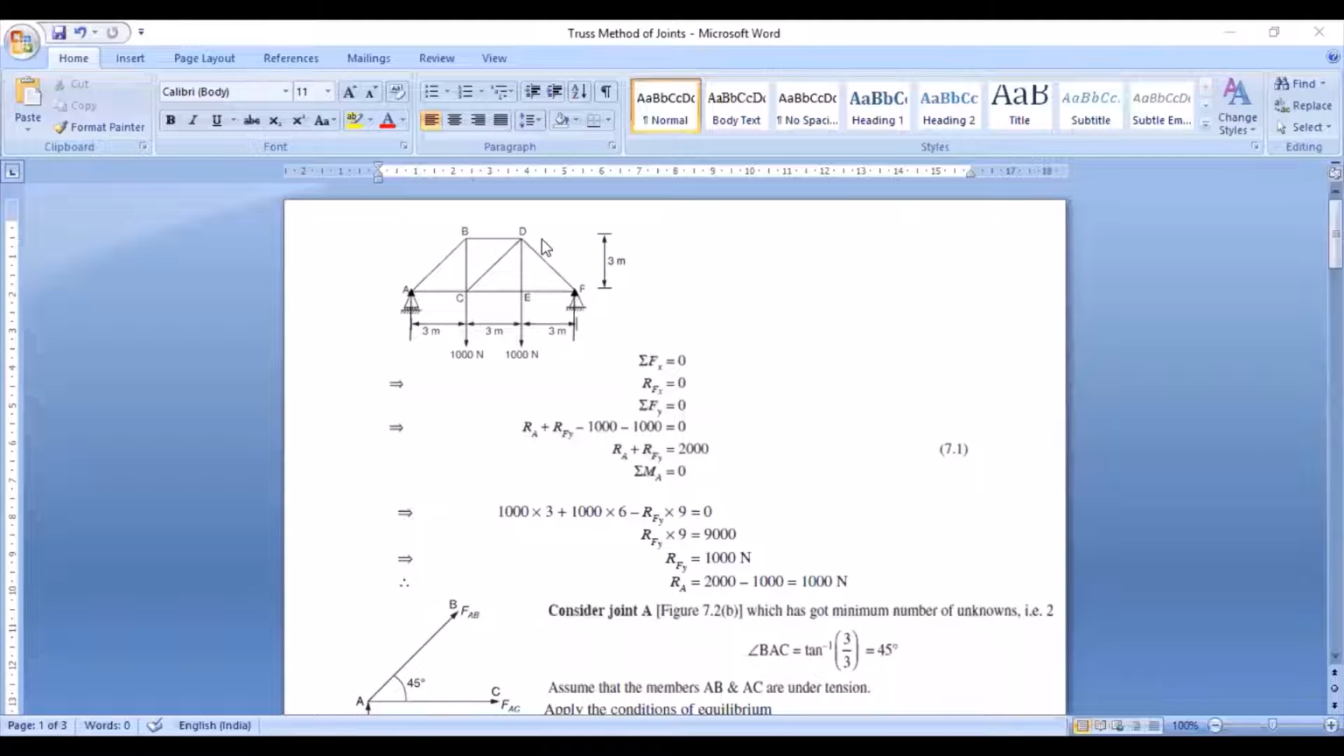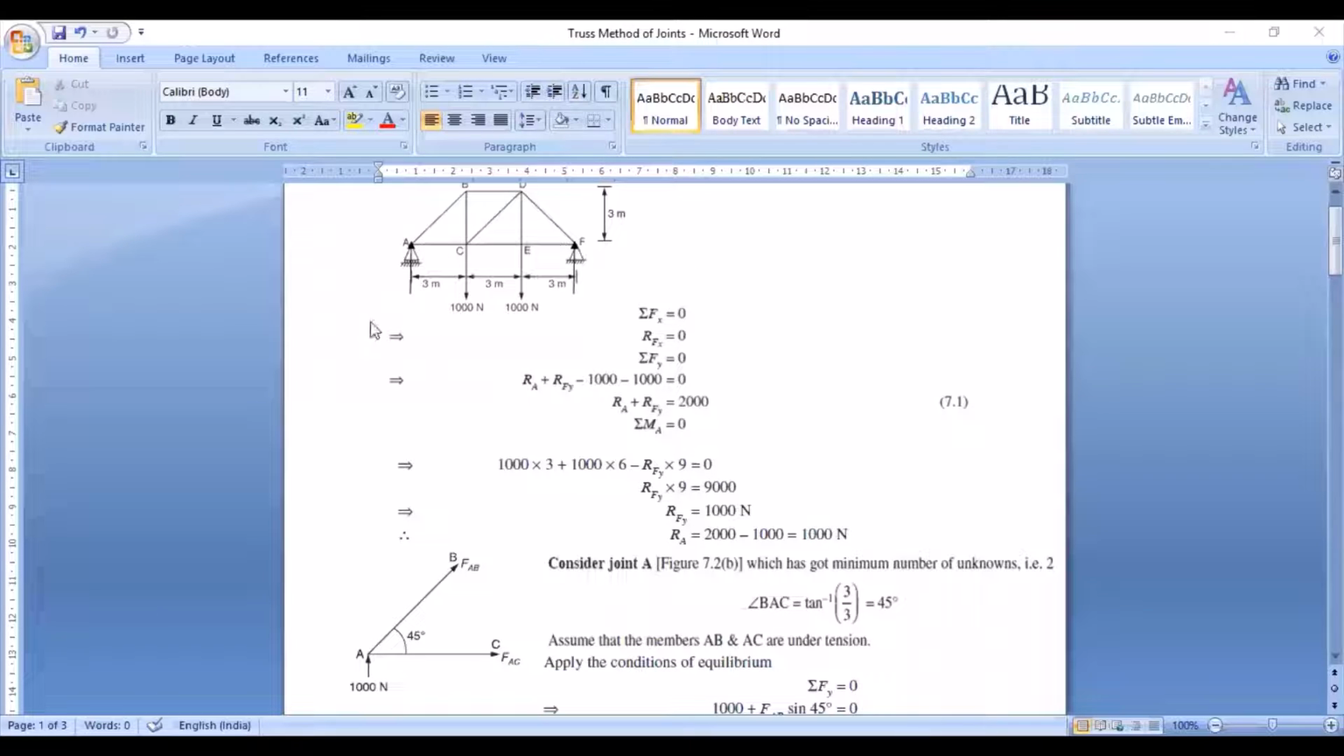They are called joints. So you're supposed to take each joint at a time, and solve for the forces. You're supposed to solve for the member forces. Now, while taking each joint, for example, I'll take one joint, that is joint A.